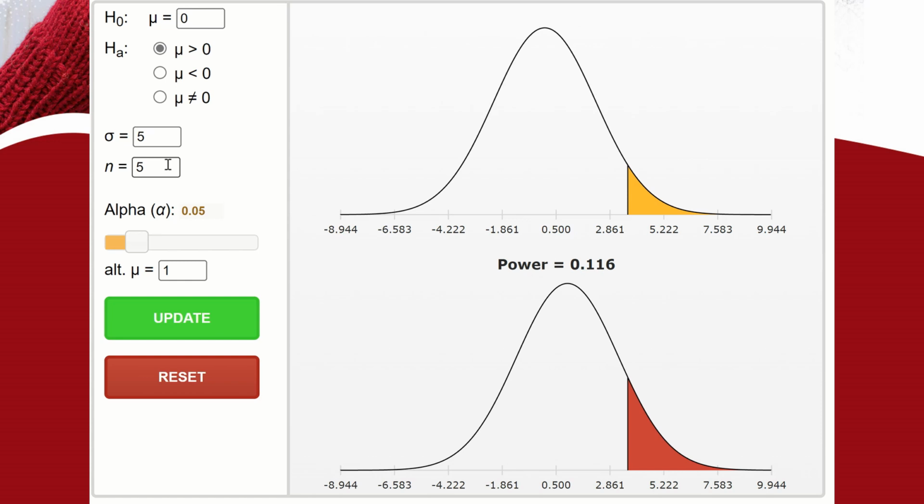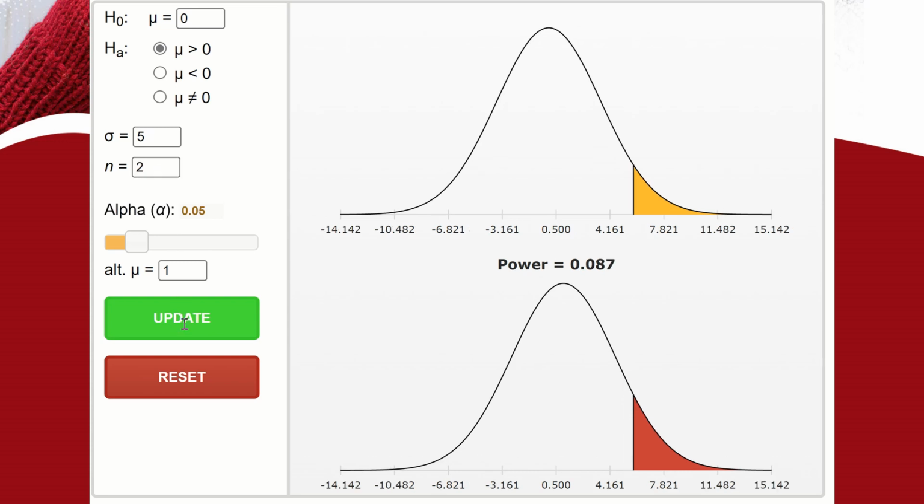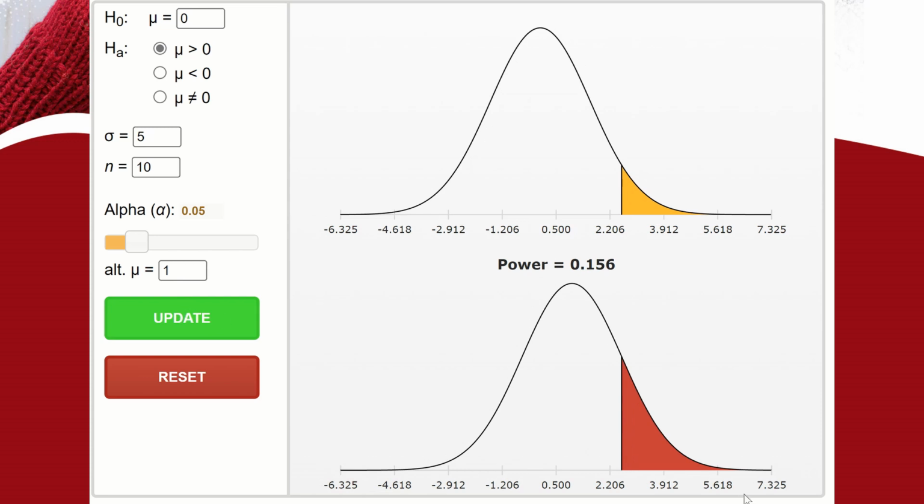My distribution is not going to be that accurate. Notice that this distribution is pretty darn wide because my sample size is so small. What if I did a sample size of 2? Look, my distribution even gets wider and my power goes down even more. Okay, let's rocket it up to a sample size of 10. Boom. My power goes up.